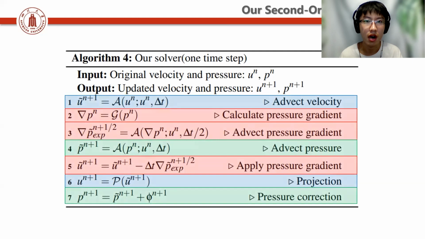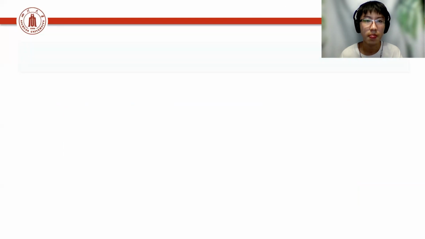So the above are all the main steps of our scheme. For more details, please check the paper. So now let's take a look at the results. The first, the computational cost.